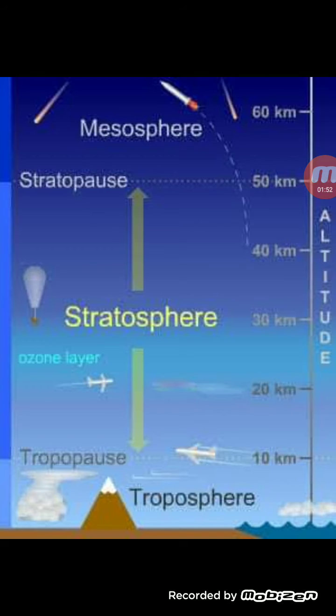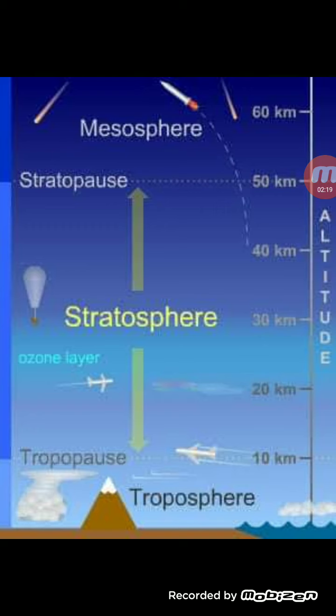Now we will discuss the second layer of the atmosphere, the stratosphere. This layer is just above troposphere. It extends up to 50 km. Here the temperature is constant for a few kilometers to begin with. Then it rises gradually. It is a clear and dry zone, largely devoid of weather phenomena.